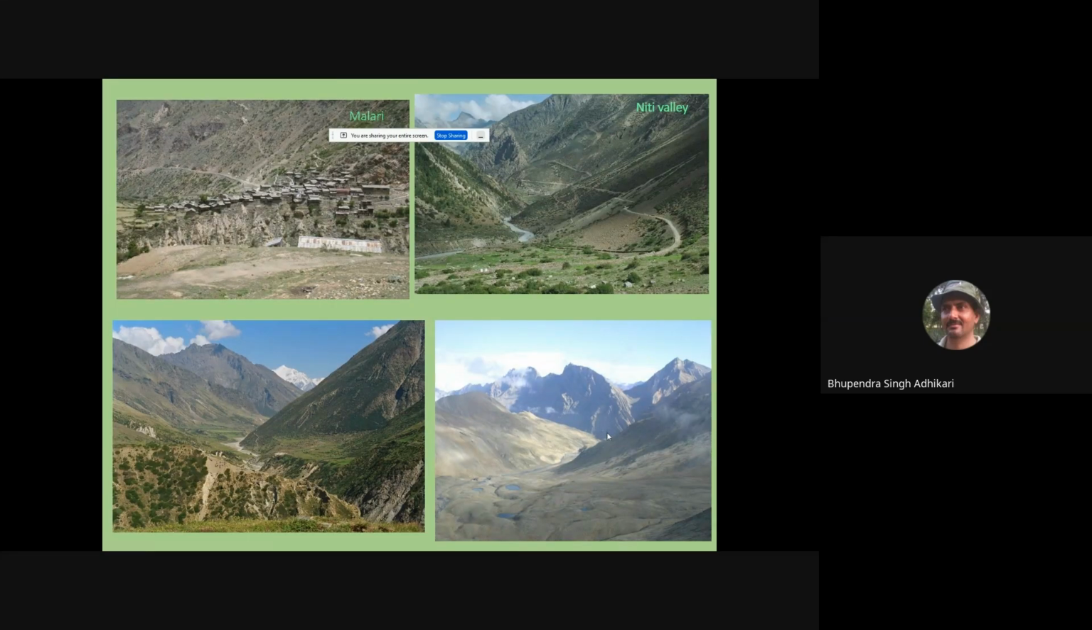Next. Then coming again to the Trans Himalayan side, here you can see that one is Malari. Basically, this is just beyond Joshimath area on the right side, and then the Niti Valley.